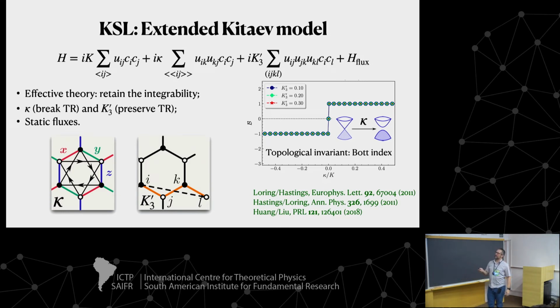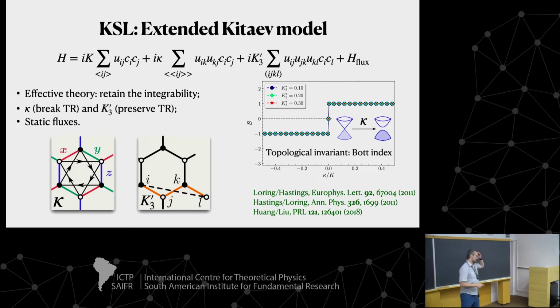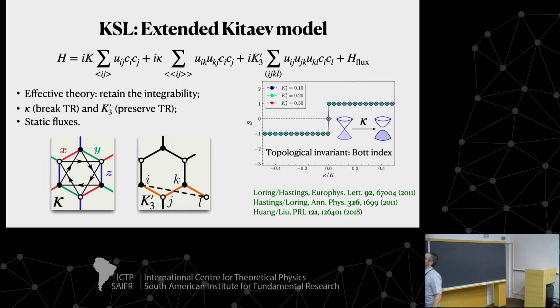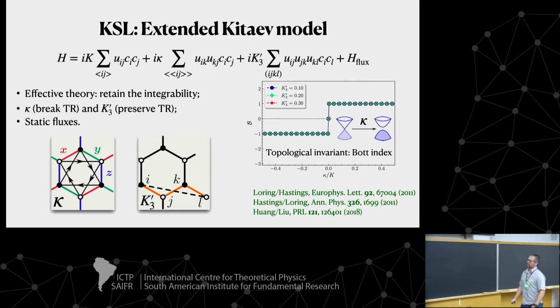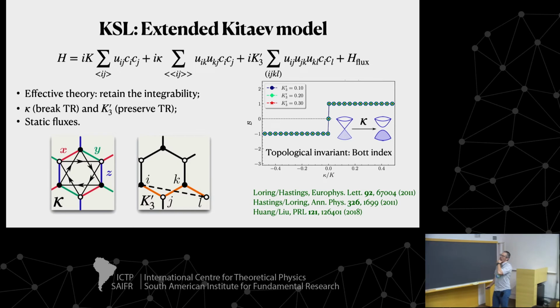And the idea is I can generally include the terms which are even, which break time reversal symmetry, and the odd terms, which do not break it. And I still consider static fluxes because I need to retain the integrability. So I know I can solve the model at least on a computer because it's still non-interacting. So essentially that's the part of the game we're playing.